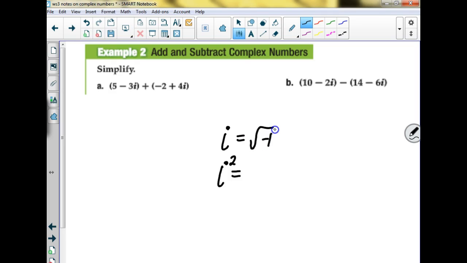When you square the square root of -1, you get -1. So this is the trap we have to watch for on some of the problems today. All right, so this first one, all I do is combine like terms and I treat the i like a variable. So what would I get?